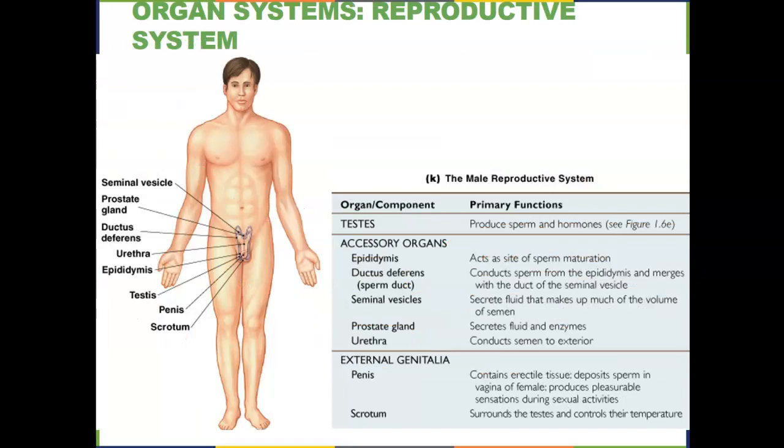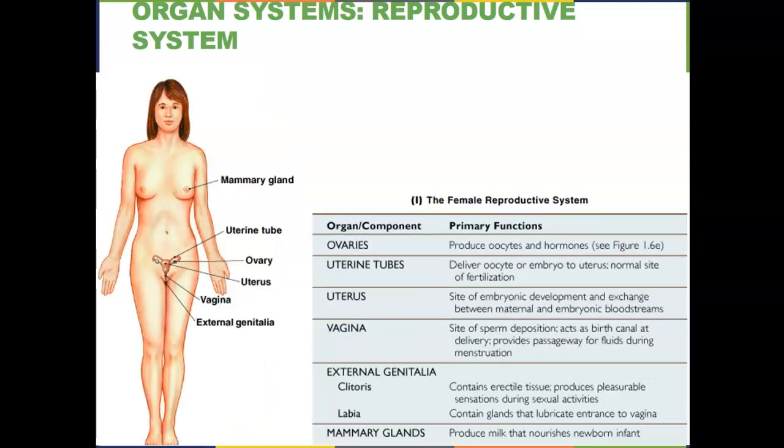So here's the reproductive system, for example, first in males. We'll be looking at this in greater detail. The testes produce sperm and hormones. And then you have accessory organs like the epididymis, the ductus deferens, which also is called the vas deferens, seminal vesicles, the prostate, the urethra. That's all accessory internal organs. The external genitalia would include the penis and the scrotum, which is a part of not only controlling the temperature of the environment, but is also necessary for sexual reproduction and delivery of the sperm, right?